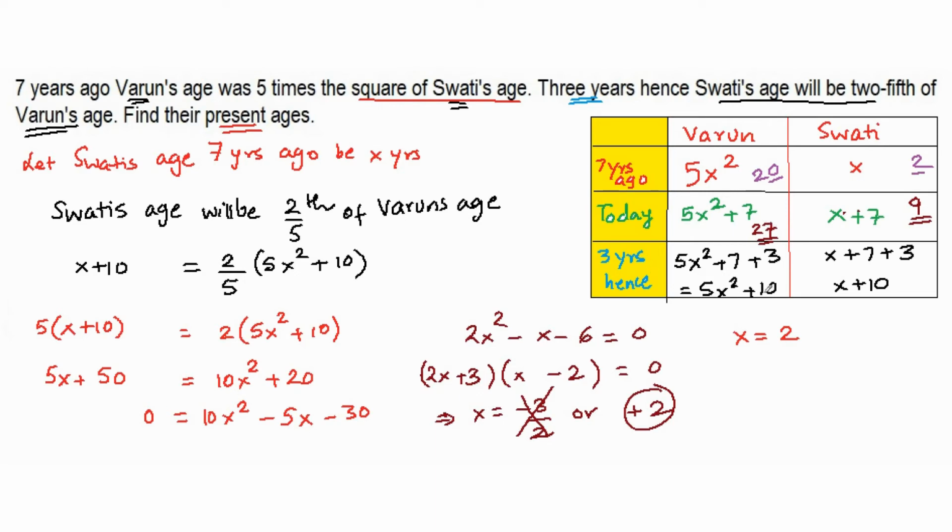And 3 years later, Varun is going to be 30 years old and Swati is going to be 9 plus 3, that's 12 years old, and 12 is indeed 2/5 of 30. So even that particular condition matches, and hence our answer is perfect. So again, pausing for a minute before I move on to the next question.